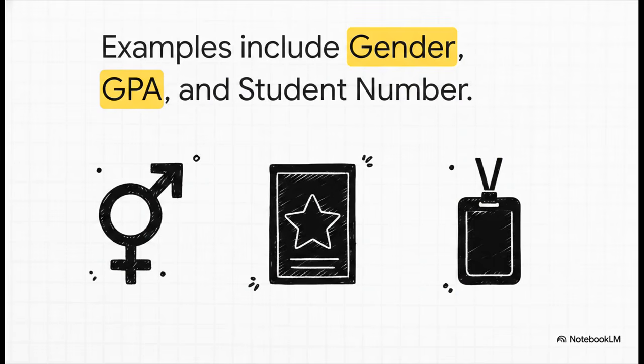Let's ground this with our student entity. Check out these simple attributes: gender, male or female, a student's GPA, or their unique student number. You cannot meaningfully split that student number into smaller database components. I mean, sure, it has letters and numbers, but breaking E22 away from the rest of the ID, that doesn't give us a standalone piece of data that the university can actually use. It is one atomic simple attribute.